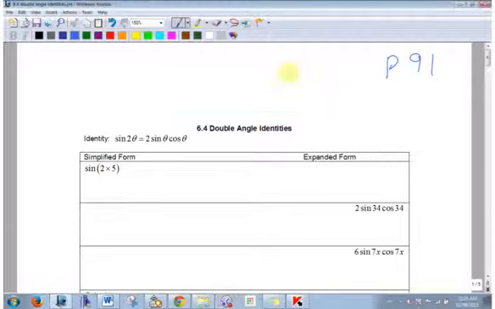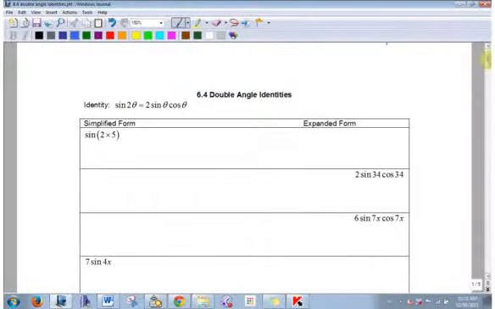Something a little different here in a sec, but let's start. More identities, double angle, variety. Hey, there's one. Sine 2 theta is 2 sine theta cos theta. Okay? You might see it looking like that, and then we can make it look like that, or vice versa.